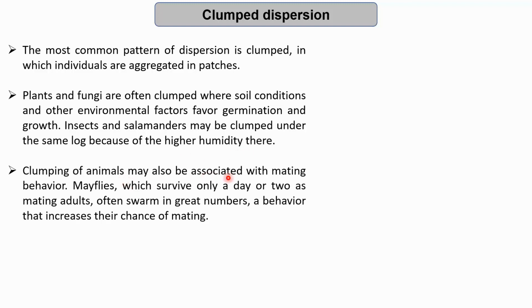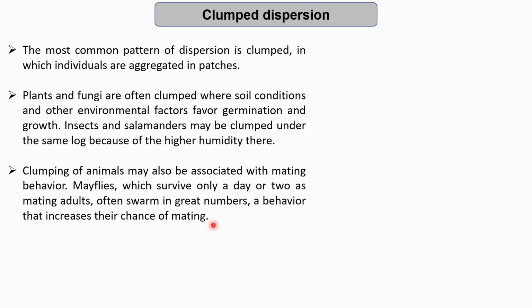Clumping of animals may also be associated not only with survival but with mating behavior. For example, mayflies survive only a day or two as mating adults, so they often swarm in great numbers, a behavior that increases their chance of mating. This is obvious, because they are able to survive only for a day or two.